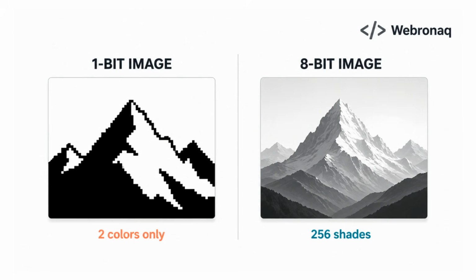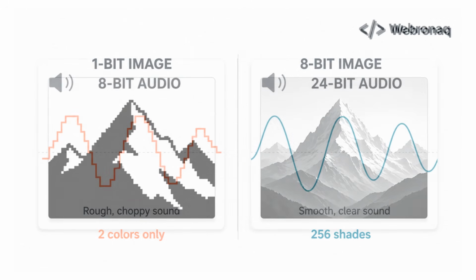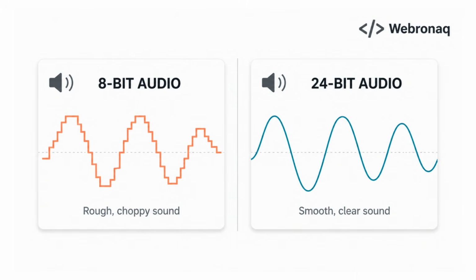This is exactly why your phone photos look smooth and detailed. They're stored in much higher bit depths. So bit depth, in simple words, is just how many bits we use to represent each pixel or each sample of data. Bit depth isn't just for images. It works the exact same way for audio.